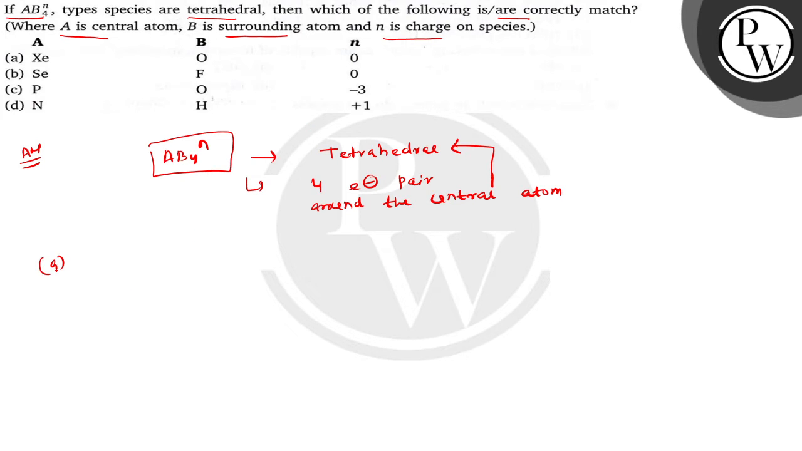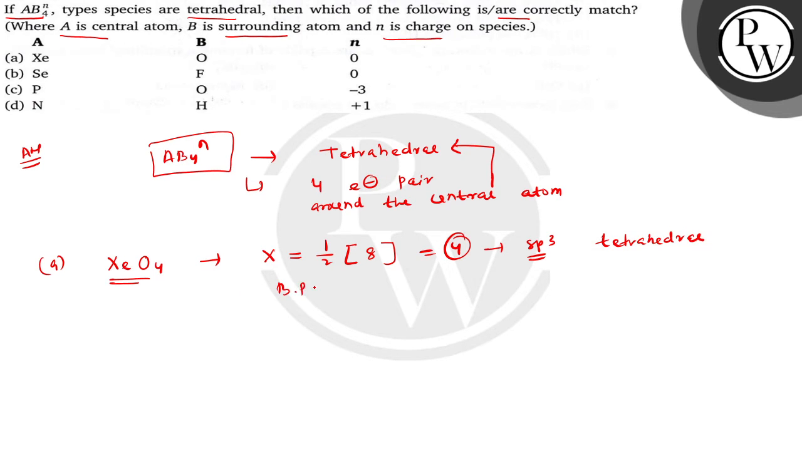So in case of the first option, if the central atom is xenon and the bonded atom is oxygen, it is XeO4 and the charge is 0. So this molecule is xenon tetroxide. Here, if you count the electron pair around the central atom, it is half into the valence electrons of xenon, which is 8. There is no monovalent atom and charge, so there are 4 electron pairs around xenon that represent sp3 hybridization, and hence it is tetrahedral. Okay, because there is no lone pair, because here bond pair is also 4 and lone pair is 0. Okay, this is tetrahedral, so it is correctly matched.